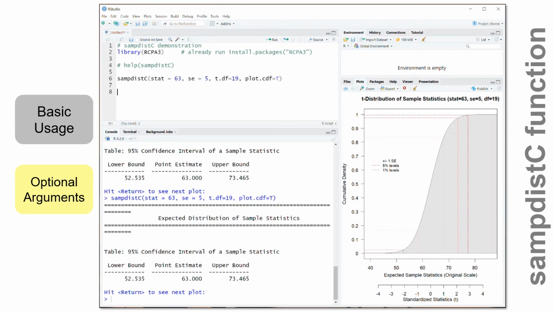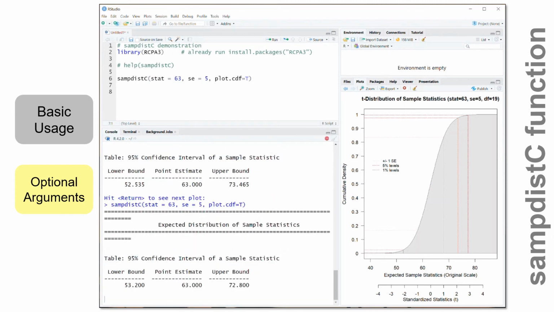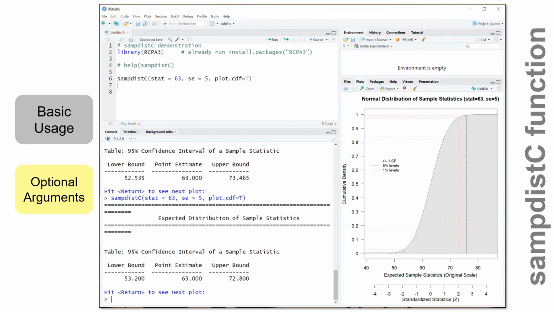You could also take this off if you want to return to a normal distribution instead of a t-distribution. You can also see its CDF, and the overall shape should look similar, except the scale is going to be different.